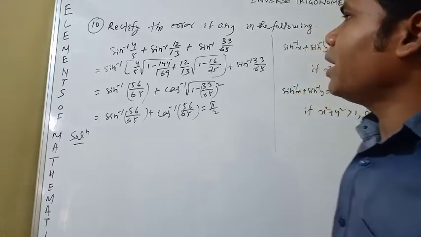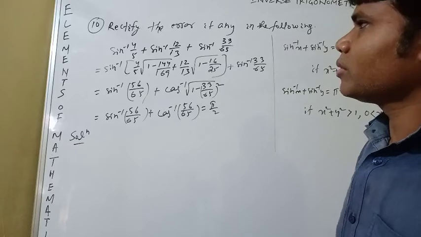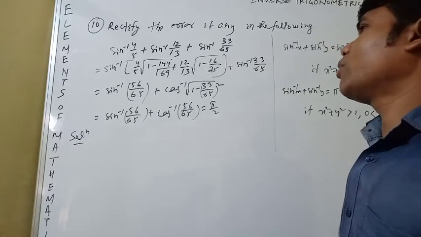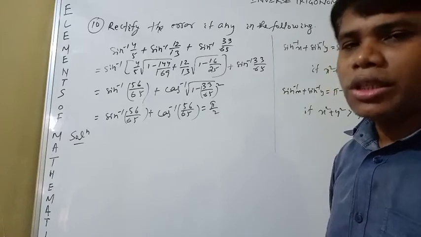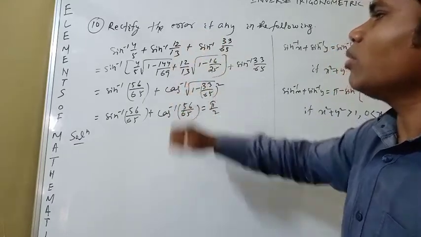The question is given: rectify the error, if any, in the following. The question is sin inverse 4 by 5 plus sin inverse 12 by 13 plus sin inverse 33 by 65. This is the question given in the book.